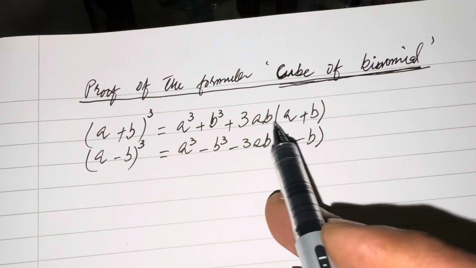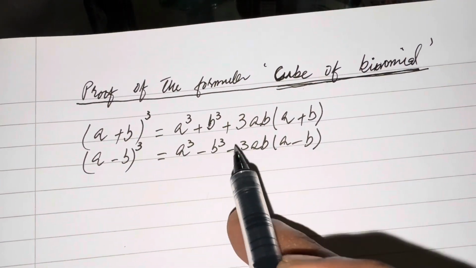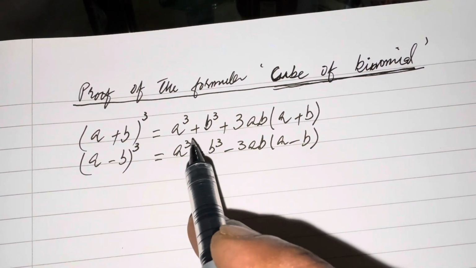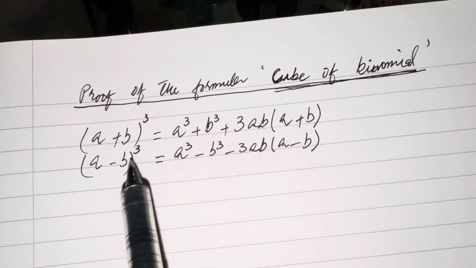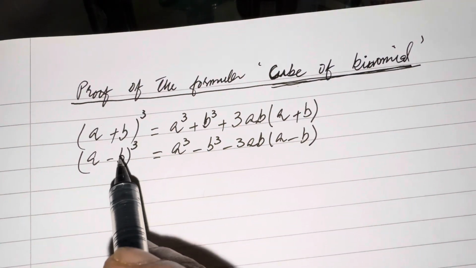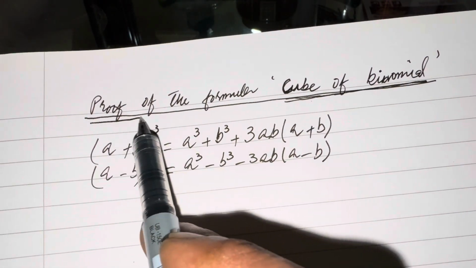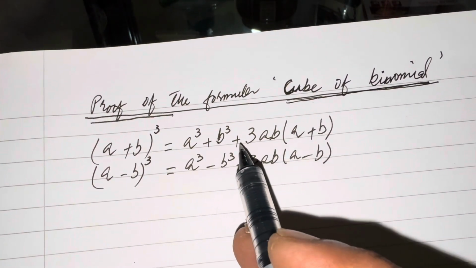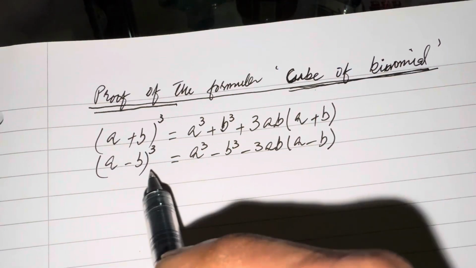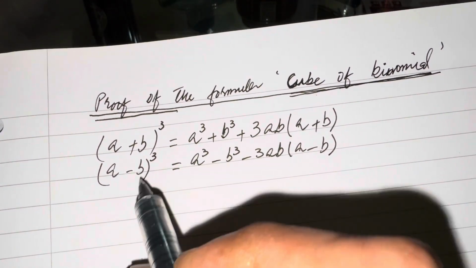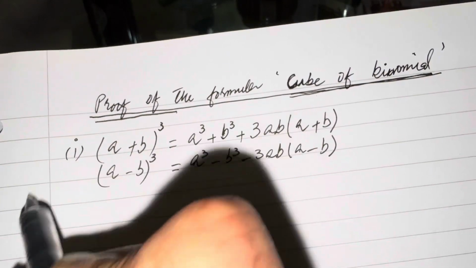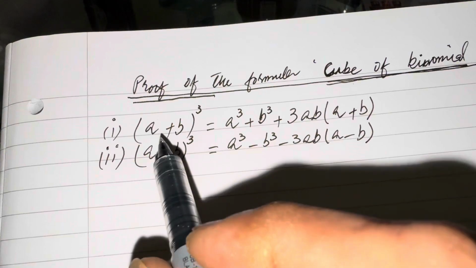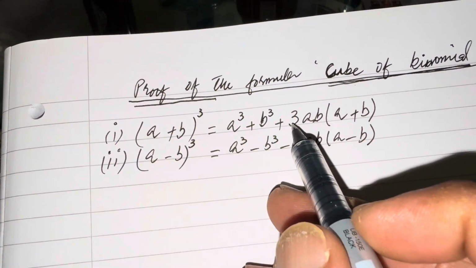So these can be written like as over here I have written. So if you see the heading that proof of the formula, so how can we prove that the left hand side equals to right hand side? So let's take the first example, that how can we prove that the left hand side equals to right hand side.